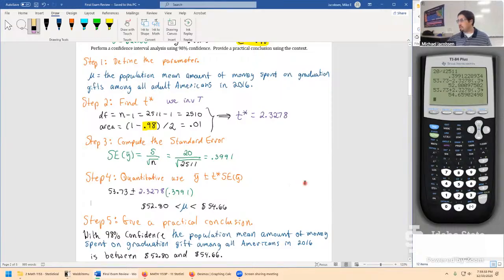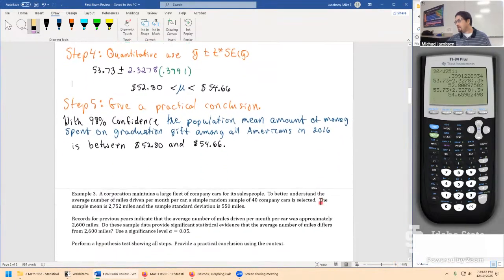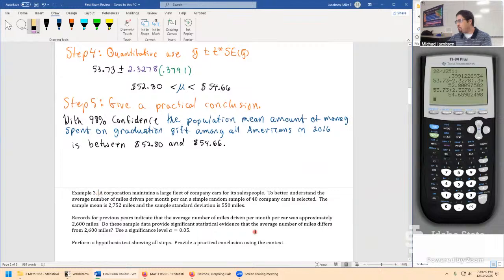Okay, so here's our new scenario. A corporation maintains a large fleet of company cars for its salespeople. Maybe this is Papa John's, who knows? It goes on to say, to better understand the average number of miles driven per month per car, a simple random sample of 40 company cars is selected.